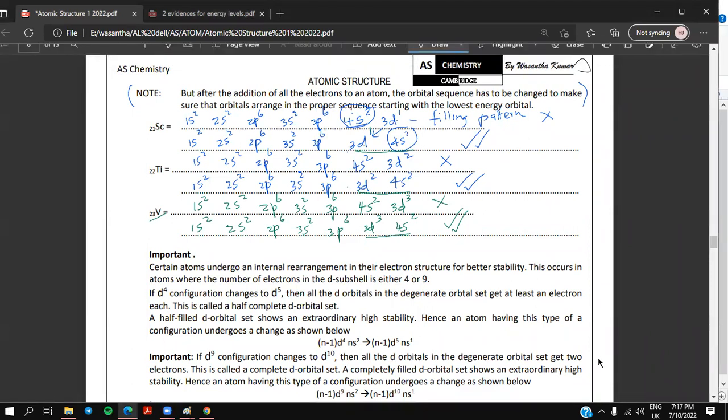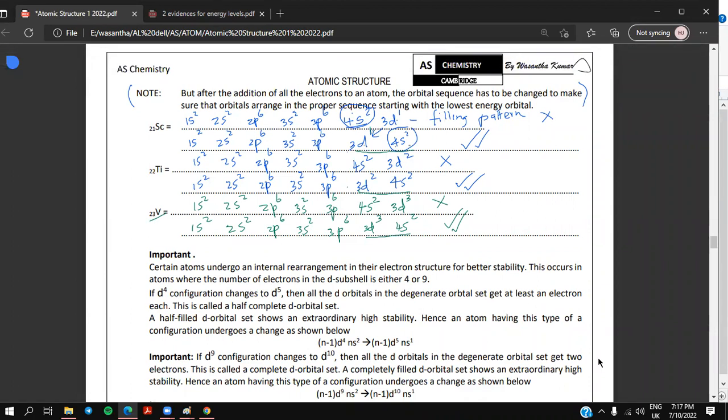Here we have 3d1, 4s2. Here 3d2, 4s2. Here 3d3, 4s2. 4s2 is remaining constant, but the 3d electron number is increasing one by one: 3d1, 3d2, 3d3.